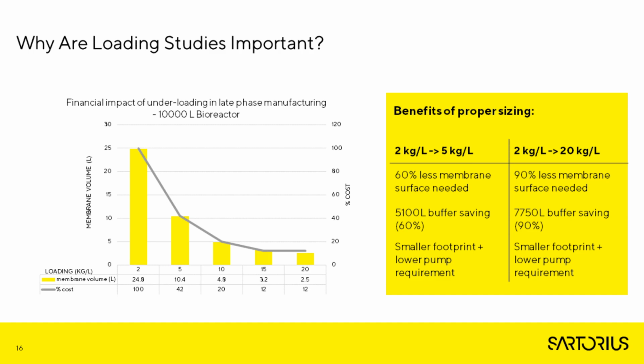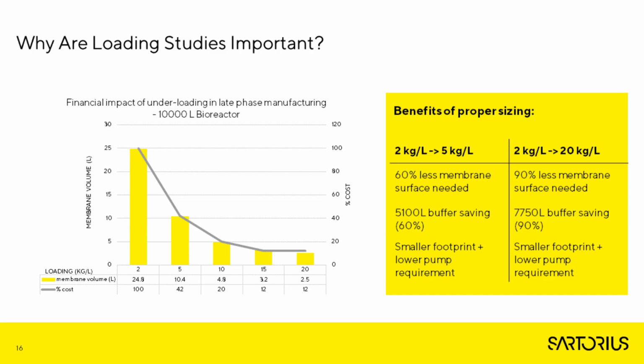So why are loading studies important? Here we show the impact of underloading the membrane during late phase manufacturing. In this example, we show the amount of membrane area required to process a 10,000 liter bioreactor with an output of 5 grams per liter.